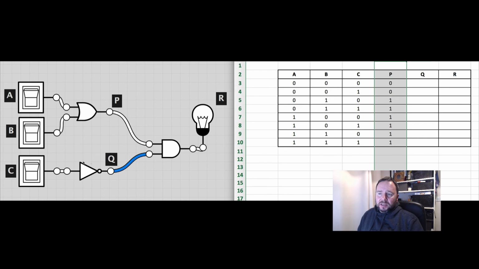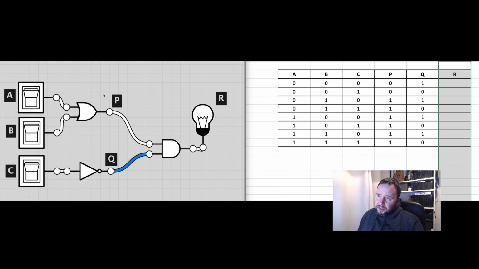Now, C is NOT, and then gives us Q. So in other words, Q equals NOT C. So Q equals C knotted. Now I'm not going to hide it this time because I want you to follow it. So Q is the opposite of C. So that's going to be a 1, a 0, a 1, a 0, a 1, a 0, a 1, and a 0. So it's that, knotted. Now that only leaves us with R.